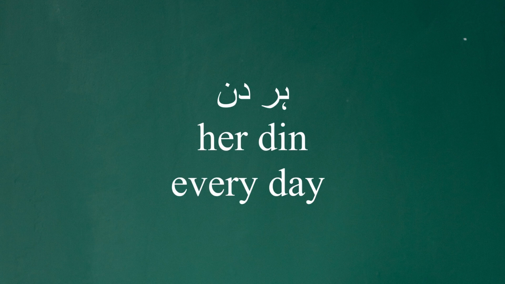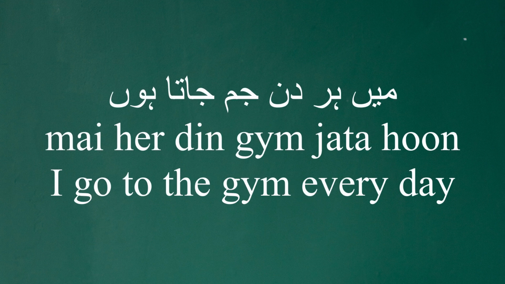Every day is har din. Every is har, din is day. And you can put it anywhere in the sentence. Main har din gym jaata hoon. The verb is always going to be in the end, right? So hoon and jaata is the verb, and that's going to be in the end. Main har din gym jaata hoon.